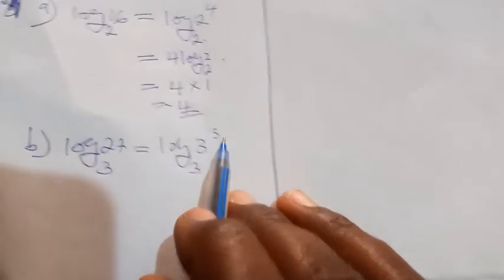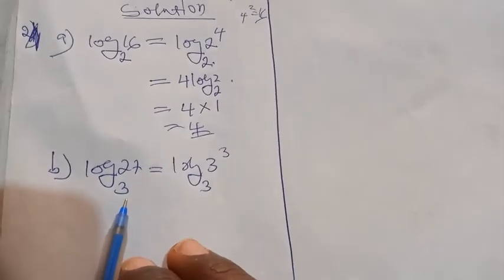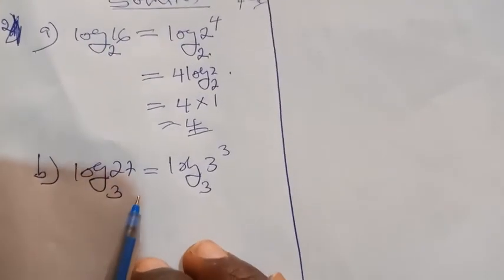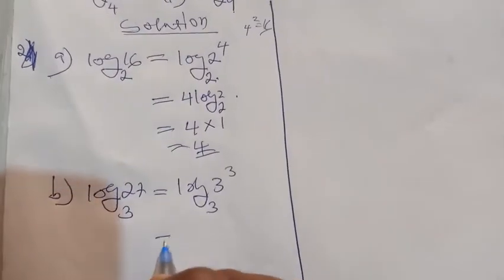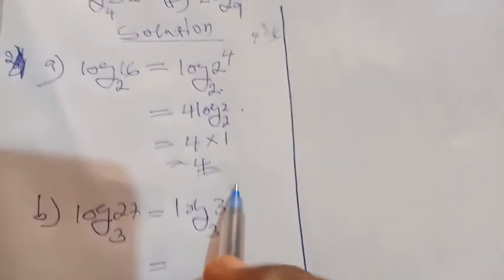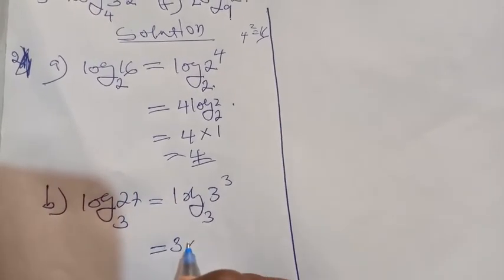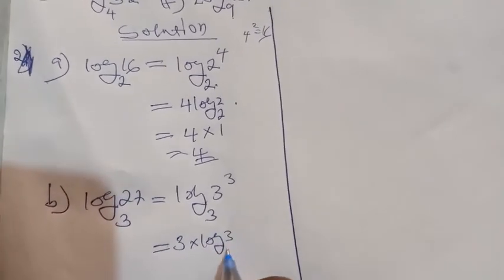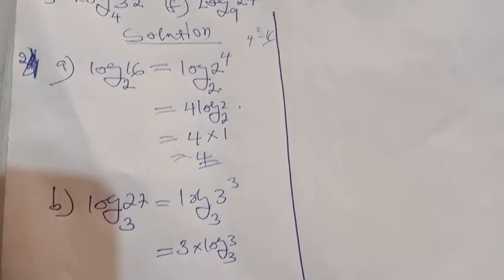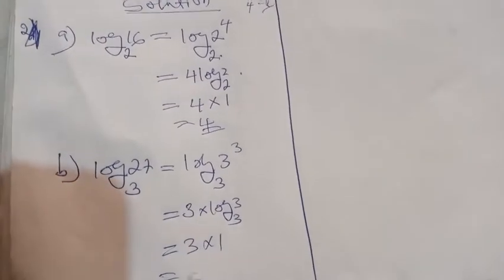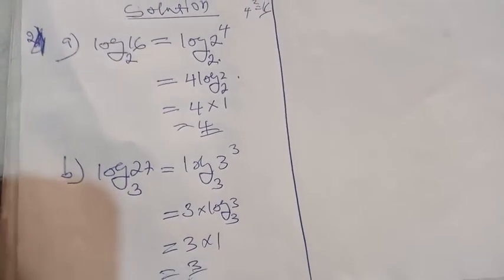3 is a power here, but notice 27 isn't a power of 3. It is log 27 base 3. All right, that means now we can have, using the third law again, 3 multiplying the logarithm to give us 3 times log 3 base 3. And so log 3 base 3 would be equal to what? 1, which is now equal to 3. 3 times 1 is 3, right?